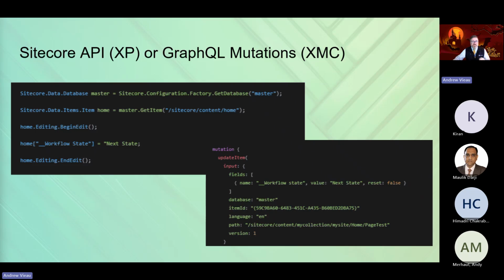So in XP, this would primarily be done through the API by putting the item into an editing state and then editing any field values. It's just a matter of knowing the name of the field that you would want to edit, which in this case is __workflow state. So you can define what state to move this to. In XM Cloud or on headless implementations, we would do this with a GraphQL mutation. And again, all of this is available on the Sitecore documentation website.